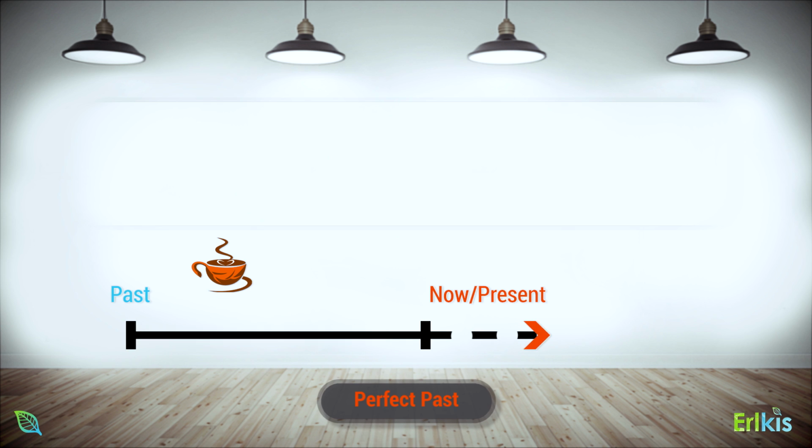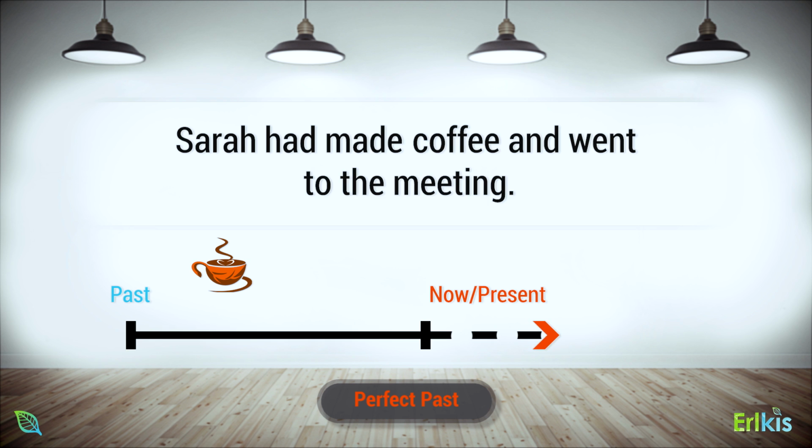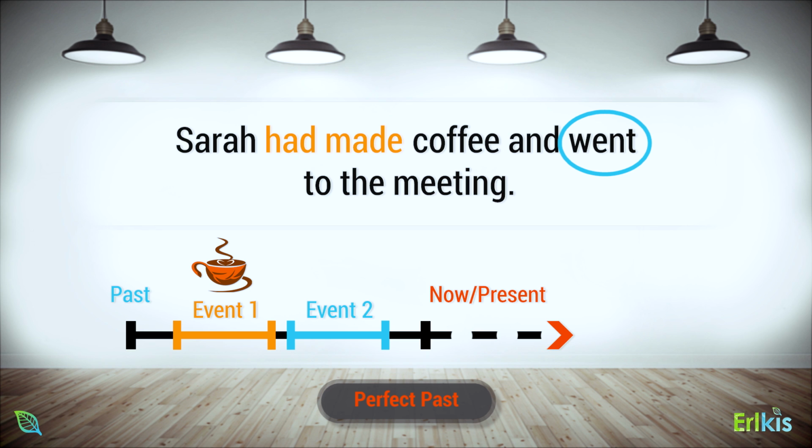The perfect past. Sarah had made coffee and went to the meeting. This tells us that making coffee came first and the meeting came second. The first event was making coffee. The second event was going to the meeting. The perfect past tells us the order of events as they happened in the past. And particularly if there is more than two events, this is really why we use it.